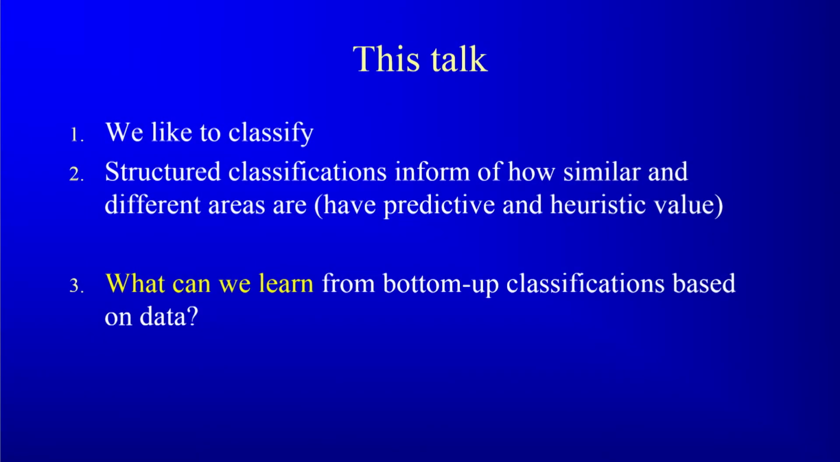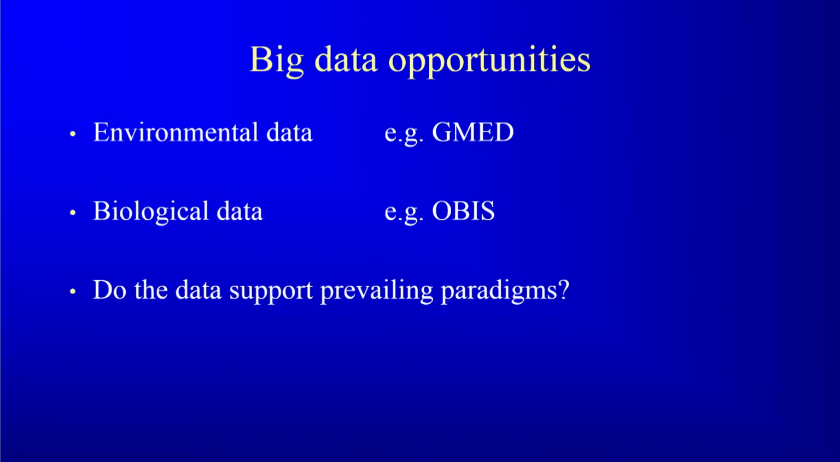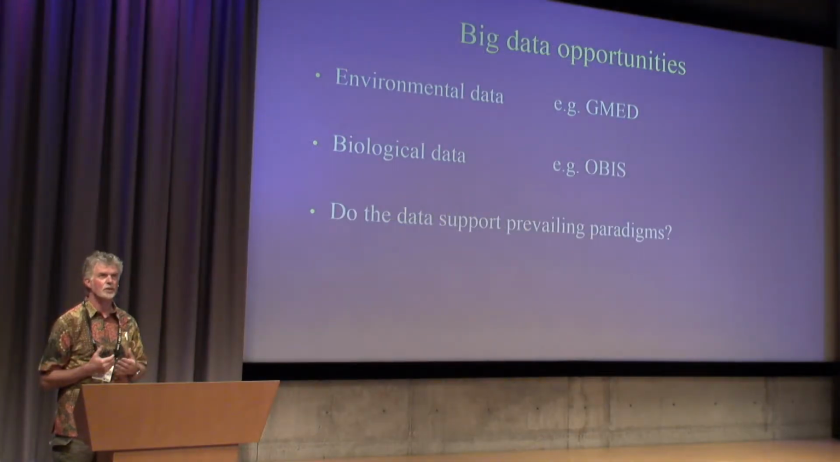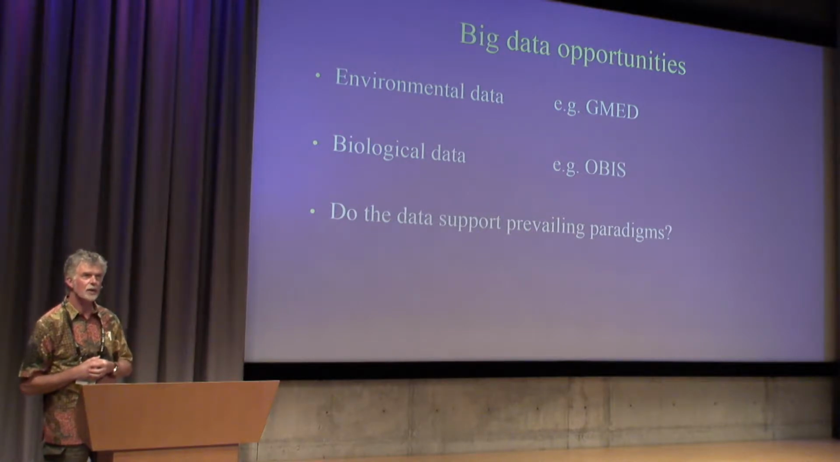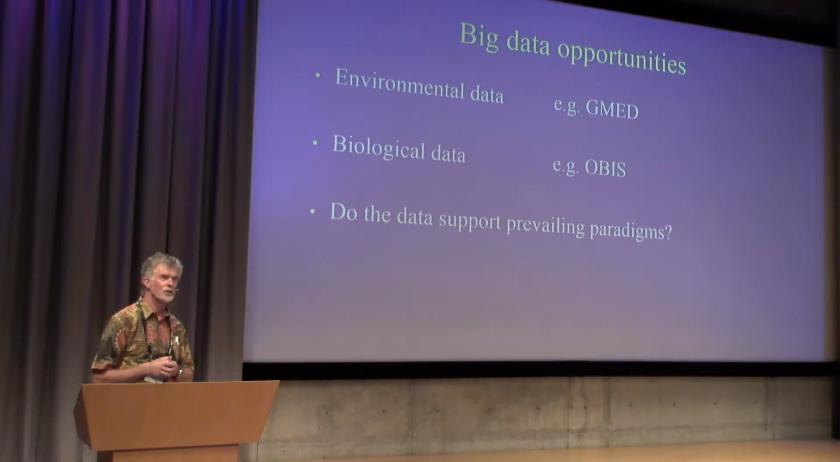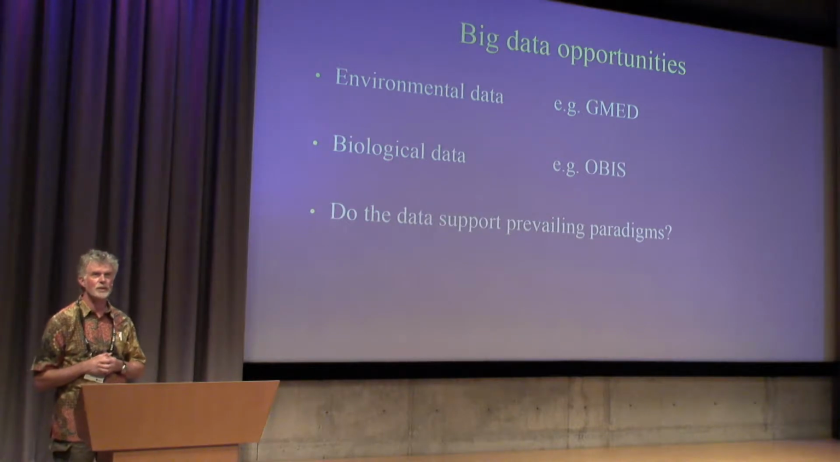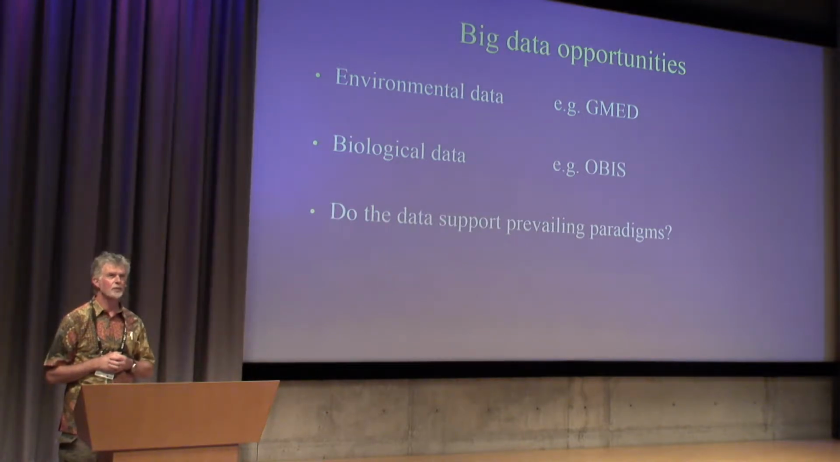And when we start looking at some of these classifications, and what happens when we start using data to actually support these classifications, there's three major sources of big data now out there. There's environmental data, which has been pooled together on a website called the Global Marine Environmental Data Sets, where it's all ready to download and use in ArcGIS. We have biological data in the Ocean Biogeographic Information System, which has got over 100,000 species with, I think, 30 million or 40 million species distribution records.